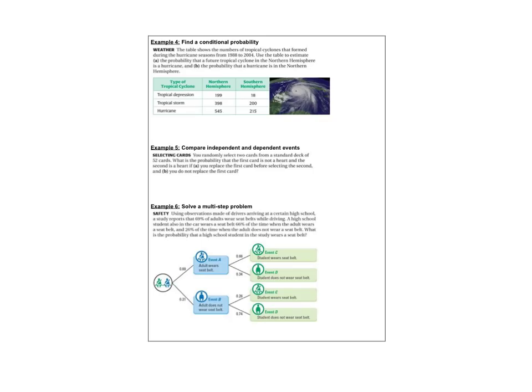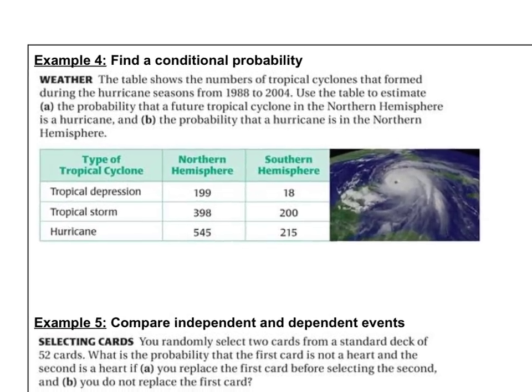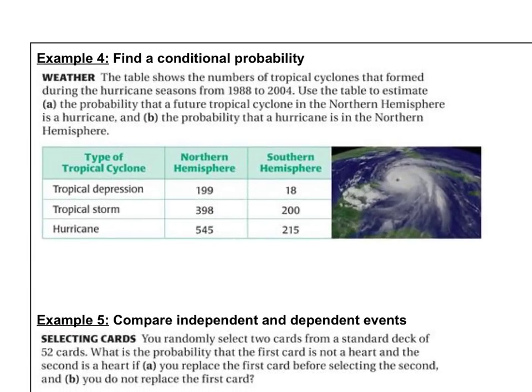All right, go ahead and flip on over to the back. Let's take a look here at Example 4. The table shows the number of tropical cyclones that formed during the hurricane season from 88 to 2004. Use the table to estimate the probability that a future tropical cyclone in the northern hemisphere is a hurricane, and the probability that a hurricane is in the northern hemisphere.